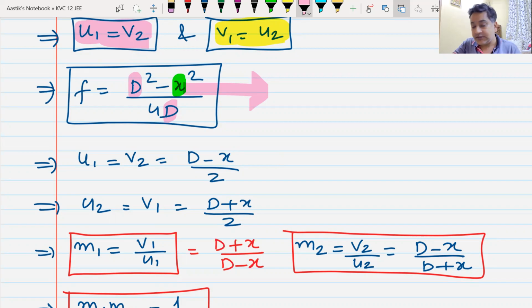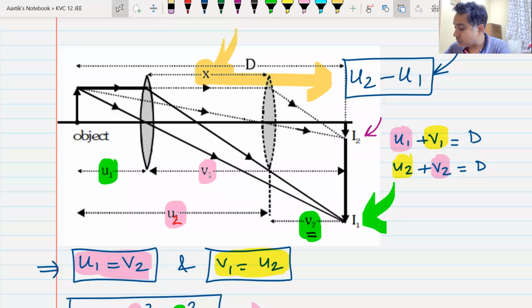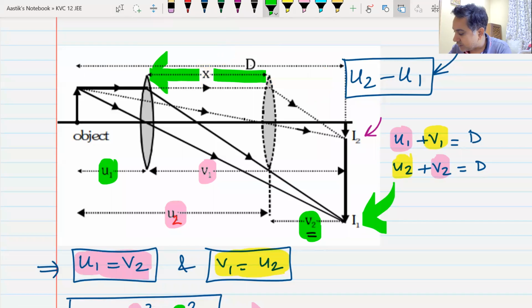X is the distance between the two positions of the lens where a real image is formed. If I show this in the diagram, this is where it is shown, and I will rub it again and show it to you. This is x, the distance between the two positions where you will have a real image formed. You can find out the value of x from the scale of the apparatus that you use.